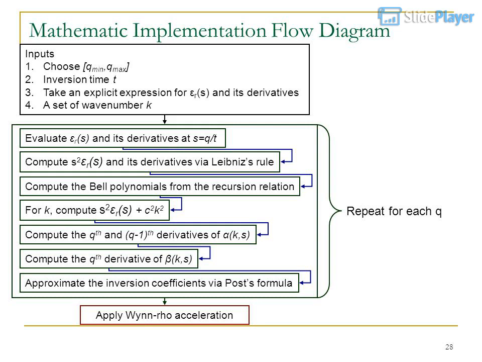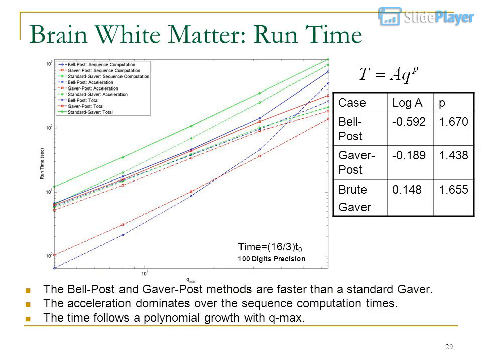For each k, compute s squared epsilon(s) plus c squared k squared. Repeat for each q. Compute the qth and (q+1)th derivatives of alpha(k,s). Compute the qth derivative of beta(k,s). Approximate the inversion coefficients via Post's formula. Apply Wynn-Rho acceleration.